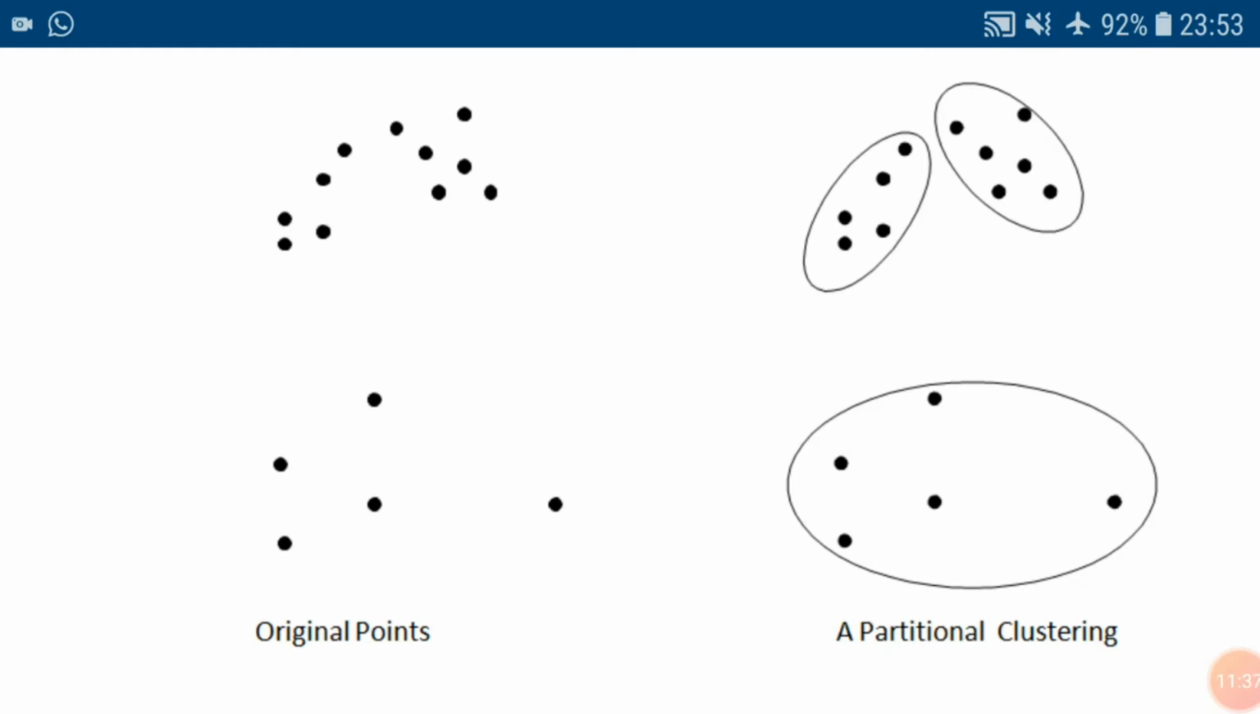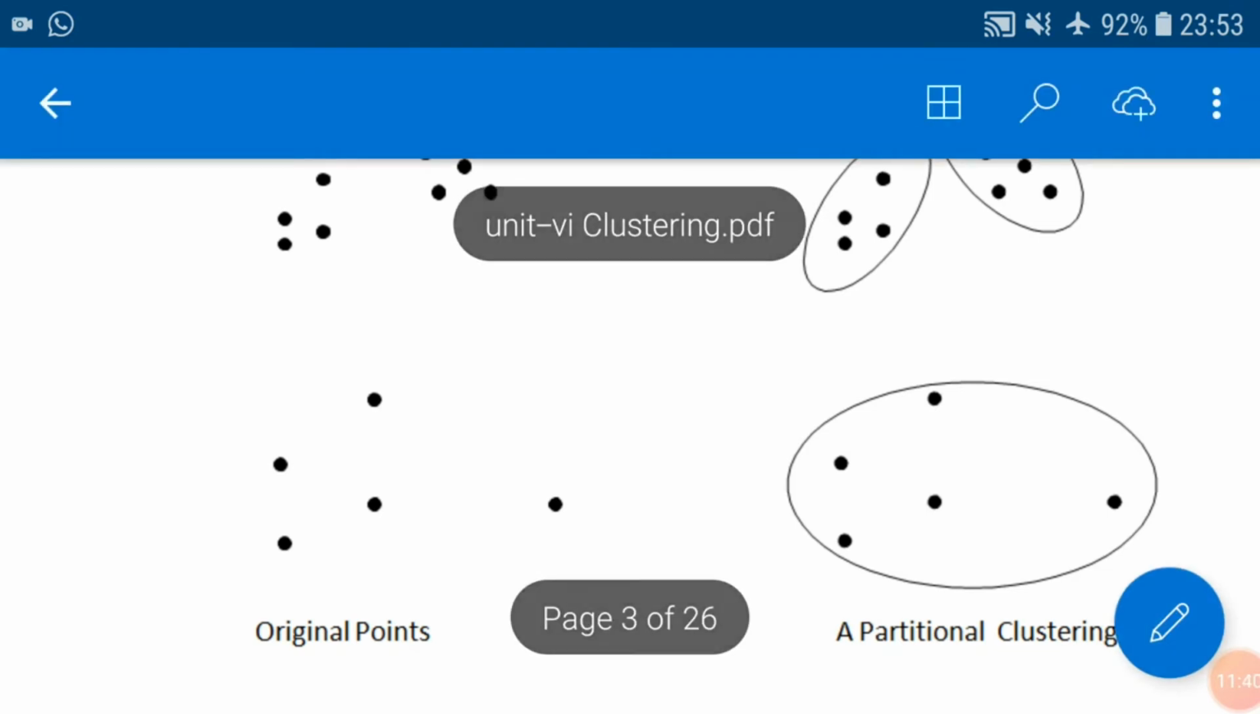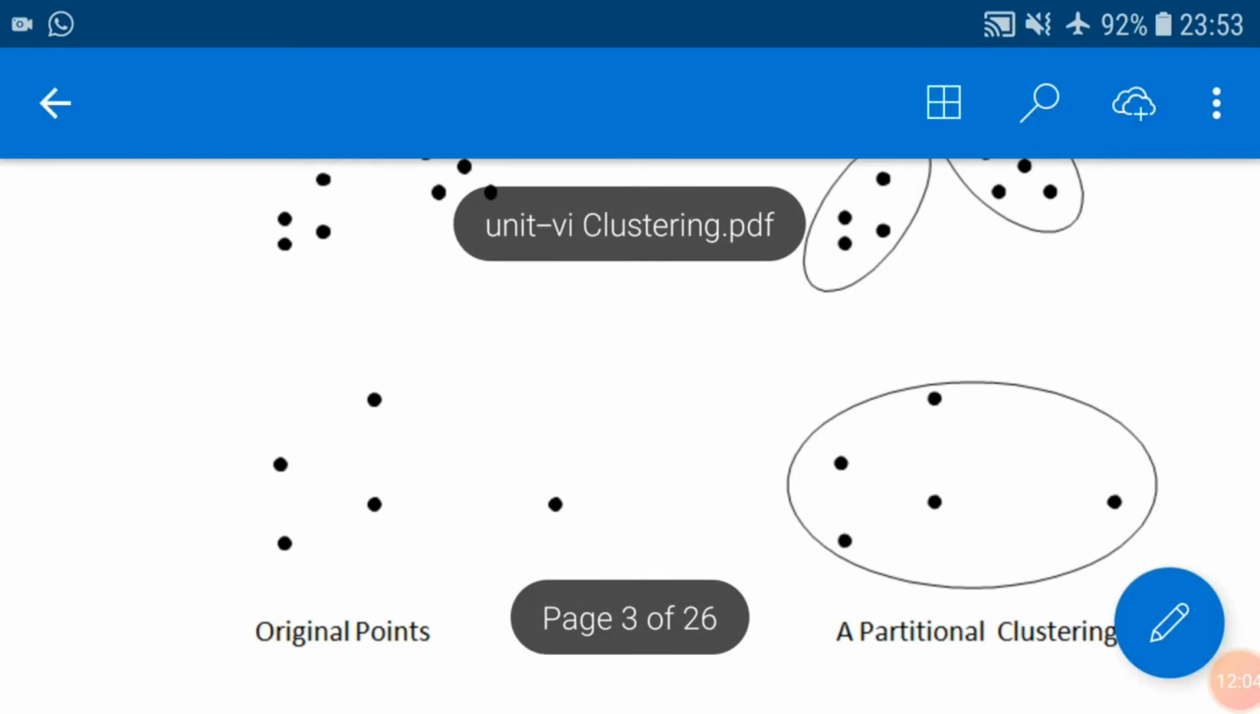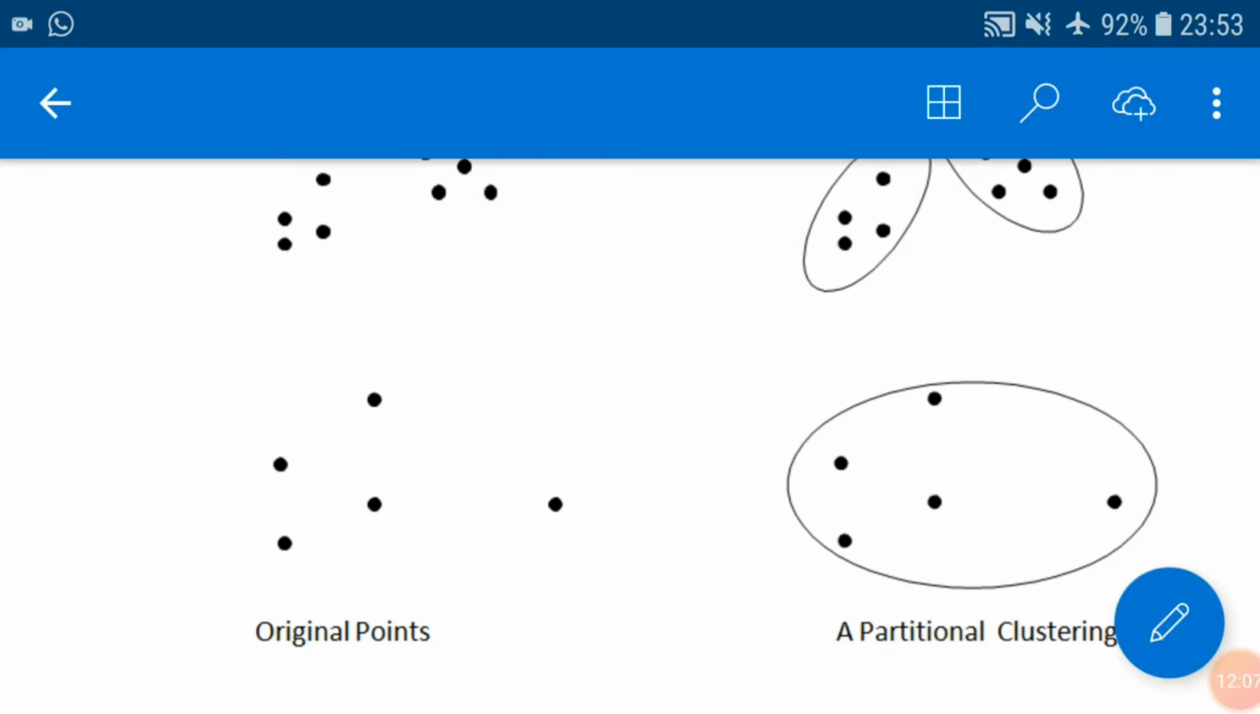Next, 5 data elements in cluster 3, those related to cluster 3 only. Here we are clearly seeing that in partitional clustering, each data element belongs to only one cluster. Cluster 1 has 5 elements, completely related to cluster 1 only. Cluster 2 has 6 elements, completely related to cluster 2 only. Like that, cluster 3 has 5 elements, exactly related to cluster 3 only.